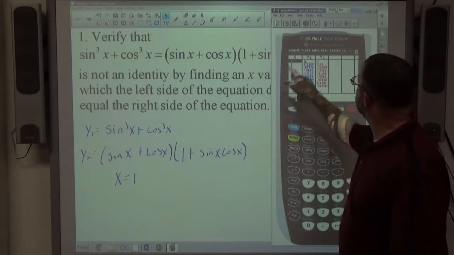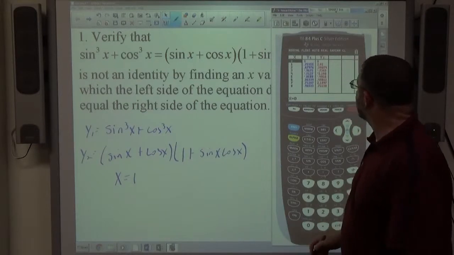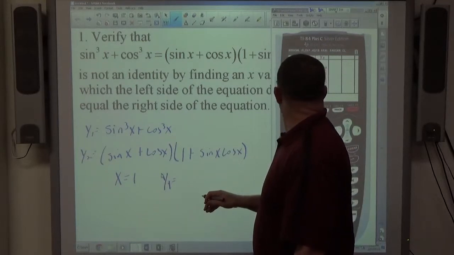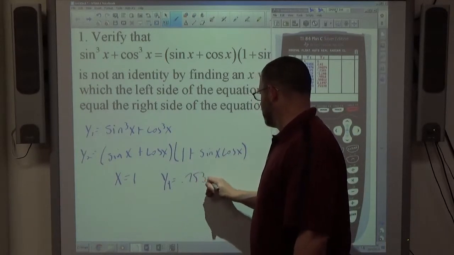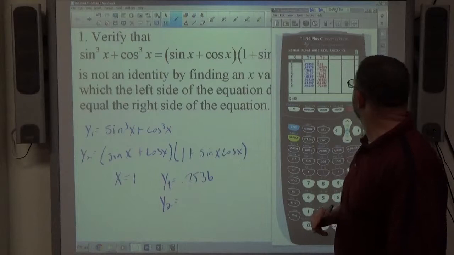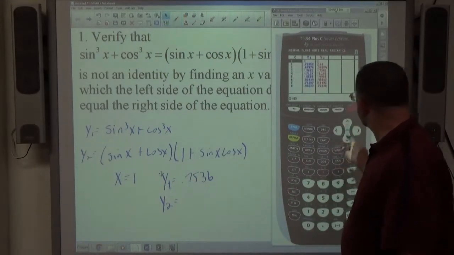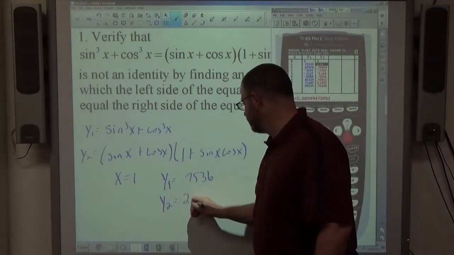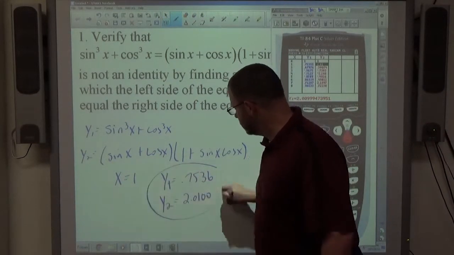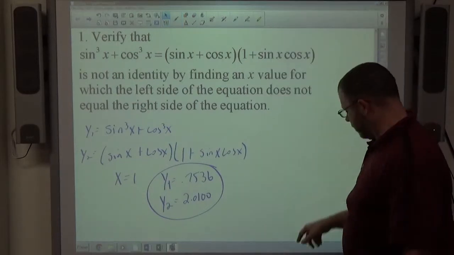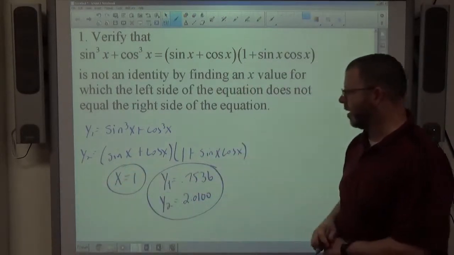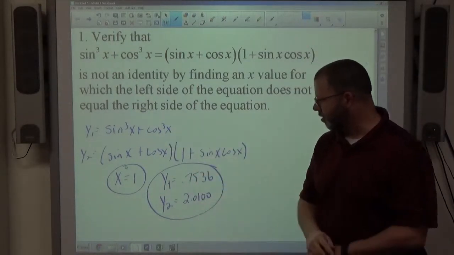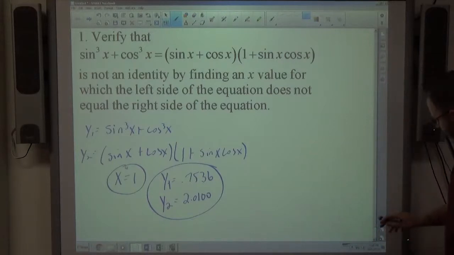I can see that y sub 1 is 0.7536, and y sub 2 is 2.0100. So I suppose that would be my answer to that. Tell me the x value you used, tell me what y1 and y2 are, and tell me what your values were that were obviously different values.